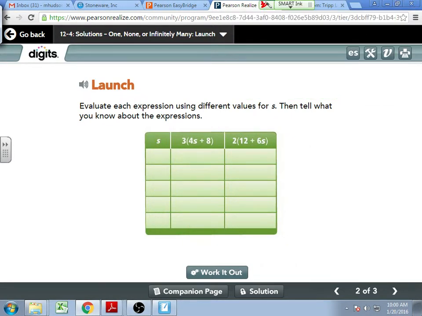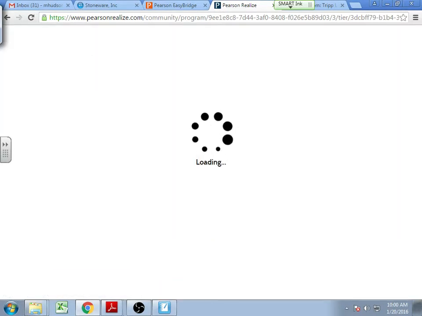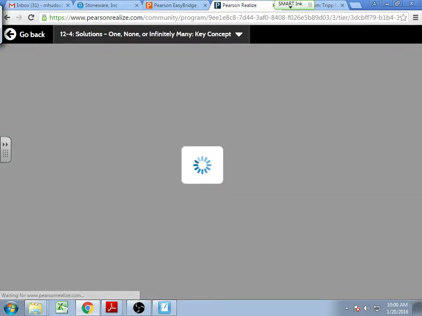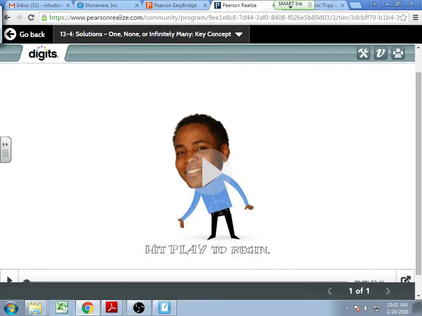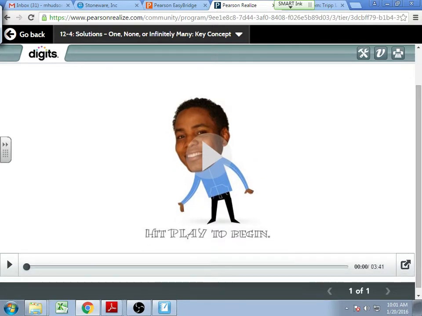Now we want to be able to quickly identify whether I'm going to have no solutions, 1 solution, or all of my numbers possible. And how we do that is to analyze our equation when we start solving.